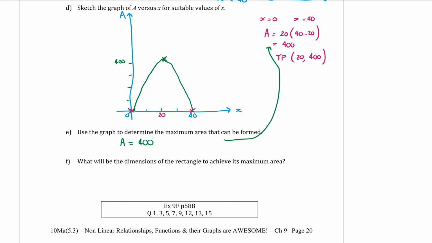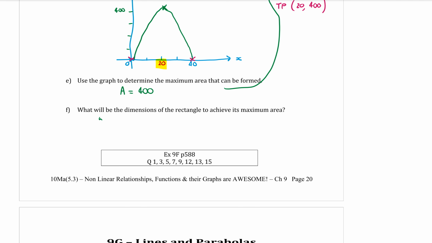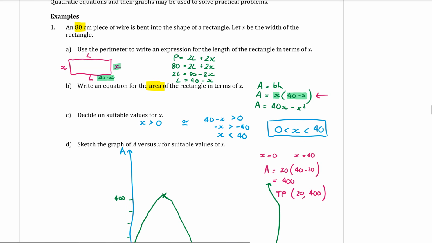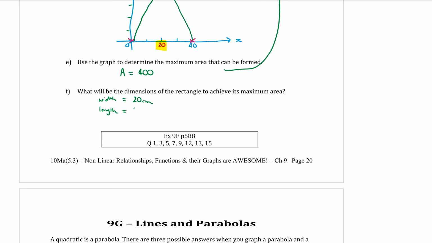The dimensions of the rectangle, we already know that the x value, which is the width, is 20. Okay, so let's write that down. The width will be equal to 20 centimeters, and the length, remember way back at the beginning that length was equal to 40 minus x, so I would need to go length is equal to 40 minus the 20, which is also going to be equal to 20 centimeters. So it turns out that this shape is actually going to be a square when it has a maximum area.